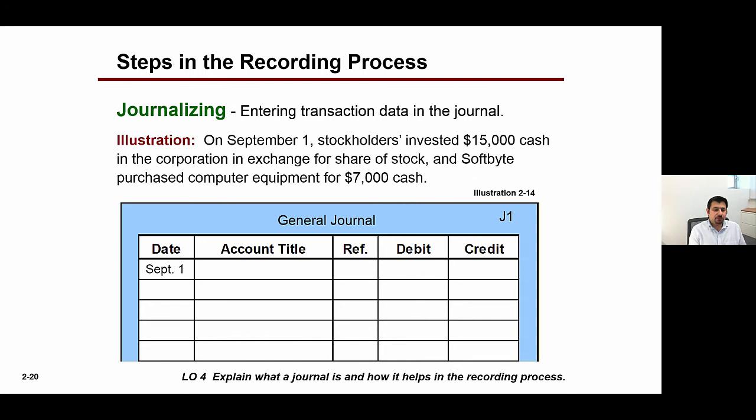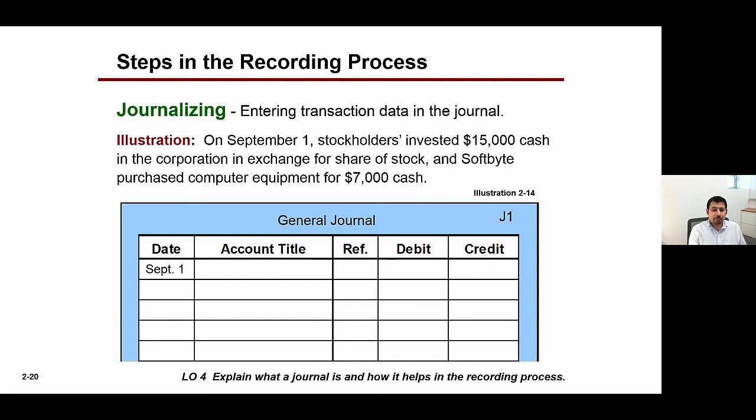This is an example of a simple journal entry. On September 1st, stockholders invested $15,000 cash in the corporation in exchange for shares of stock, and SoftBite purchased computer equipment for $7,000 in cash. Now, when we journalize transactions, we enter each transaction separately. We don't try to combine them and say that we are left with $8,000 cash. No, we have to make an entry for each transaction separately. This is the chronological order of transactions.